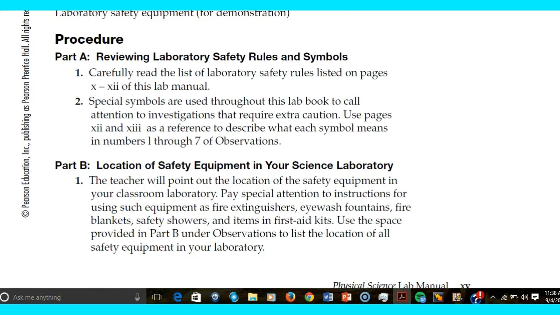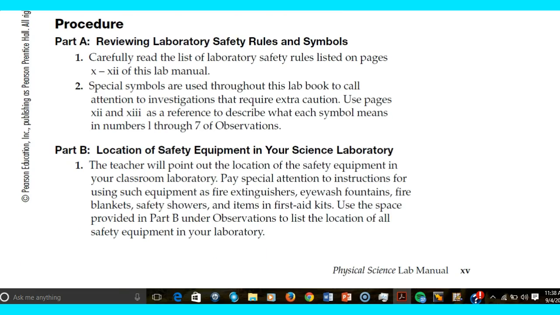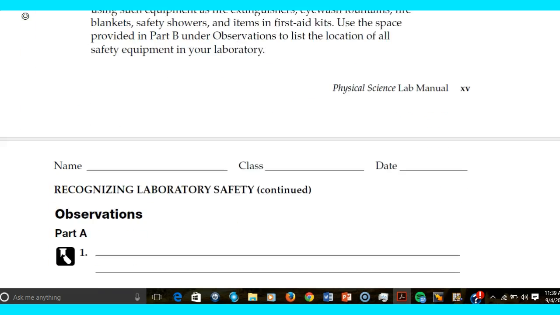Part B. Location of safety equipment in your science laboratory. The teacher will point out the location of the safety equipment in your classroom laboratory. Pay special attention to instructions for using such equipment as fire extinguishers, eye wash fountains, fire blankets, safety showers, and items and first aid kits. Use the space provided in Part B under observations to list the location of all safety equipment in your laboratory.